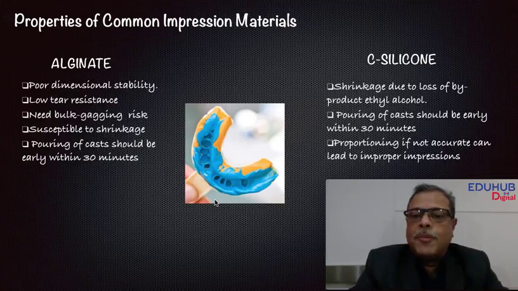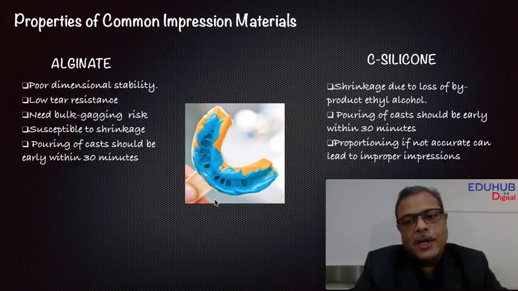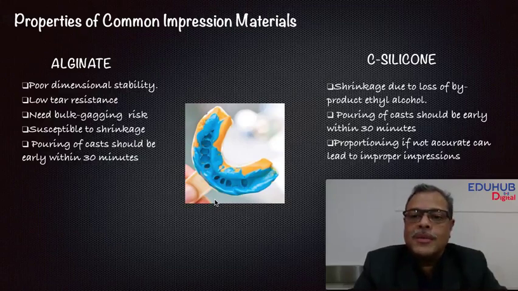Both of them have to be poured very quickly. Alginate in the first 7 or 8 minutes, maybe 10 minutes, and condensation silicone in 30 minutes. Alginate has very poor dimensional stability. It has a very low tear resistance compared to condensation silicone. However, shrinkage due to loss of byproducts like ethyl alcohol is sometimes more in silicone.